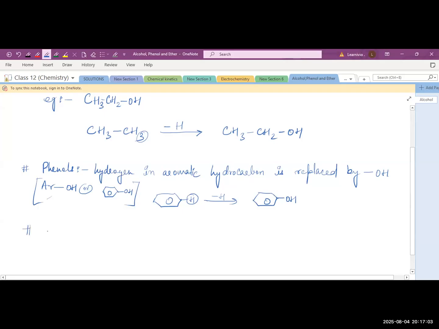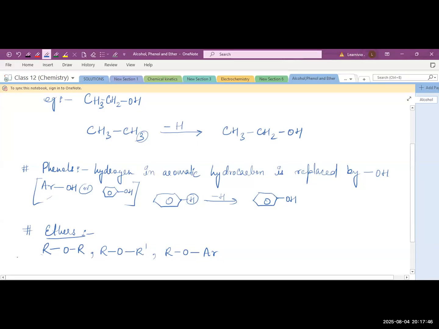Now the third one is ether. What are ethers? We write ethers as ROR. If both the alkyl groups are the same, we can write ROR, or the alkyl groups can be different, so ROR', or sometimes RO with an aromatic group. That is again an ether. The hydrogen atom in a hydrocarbon chain, which could be aromatic or aliphatic, can be anything.